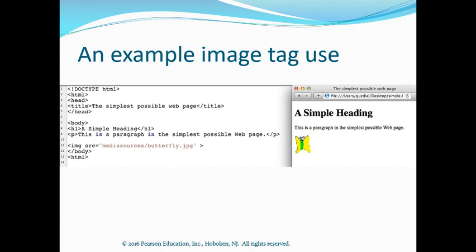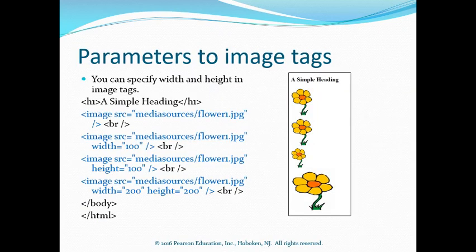But continuing, this is how you use an image tag, and that's how the file path is working. So we have parameters to image tags. You can specify width and height in image tags, right? So we have a simple header, we have the image source, we have a break, and then in the one below that we say width equals 100. Then in the one below that we say height equals 100, and then in the one at the very bottom we actually specify both width and height.